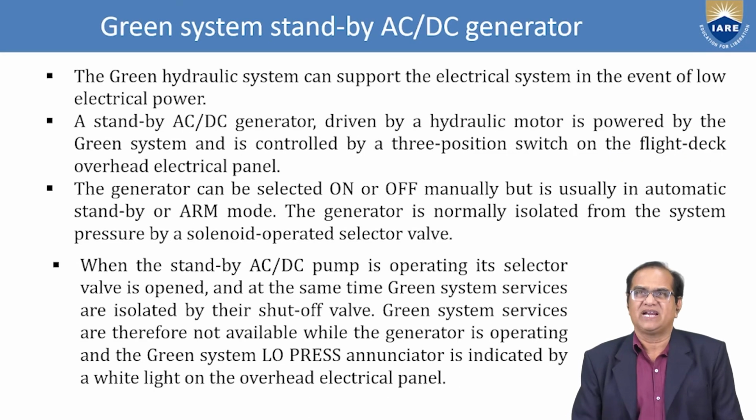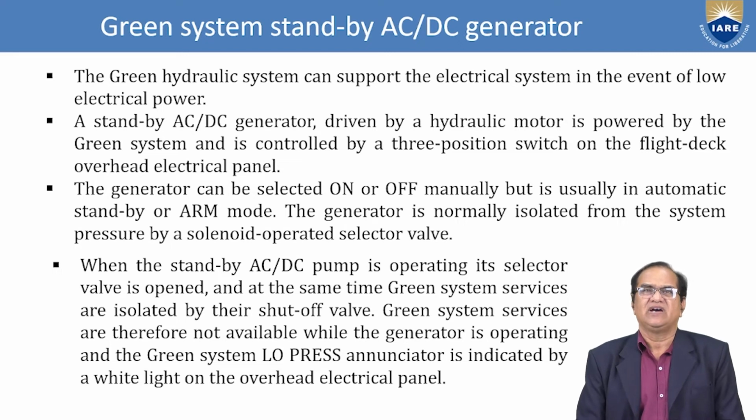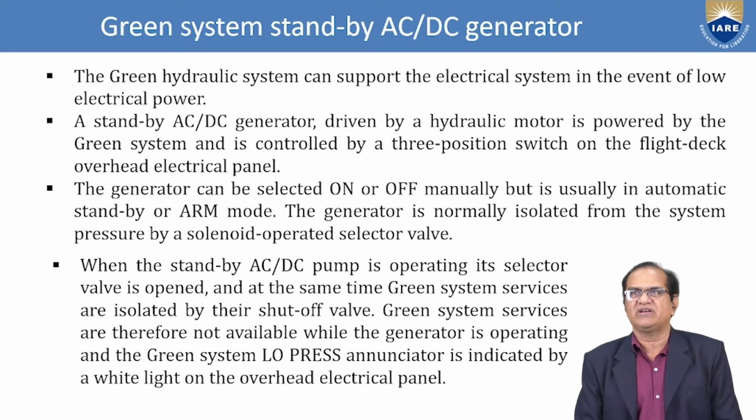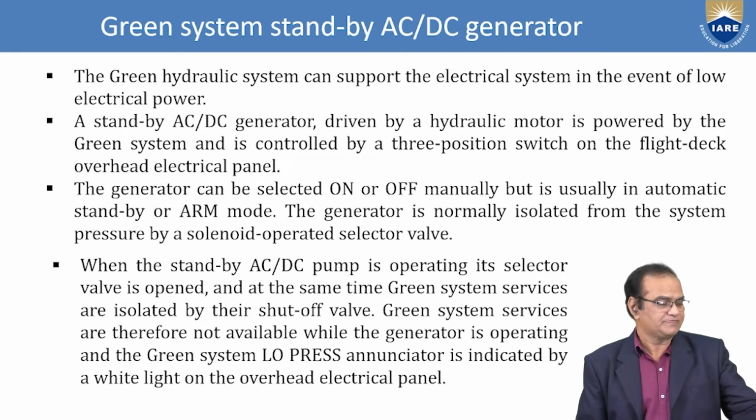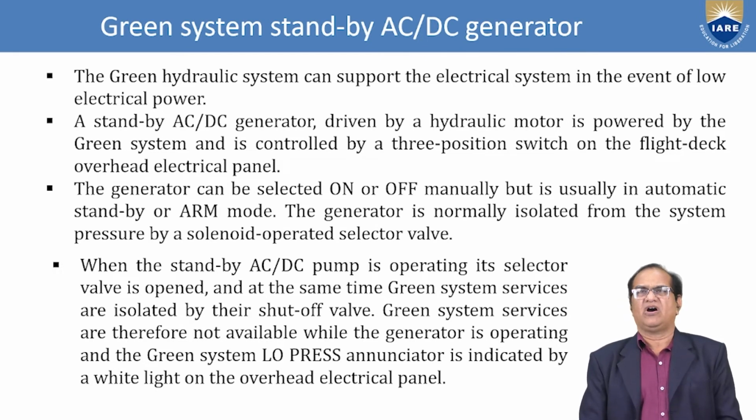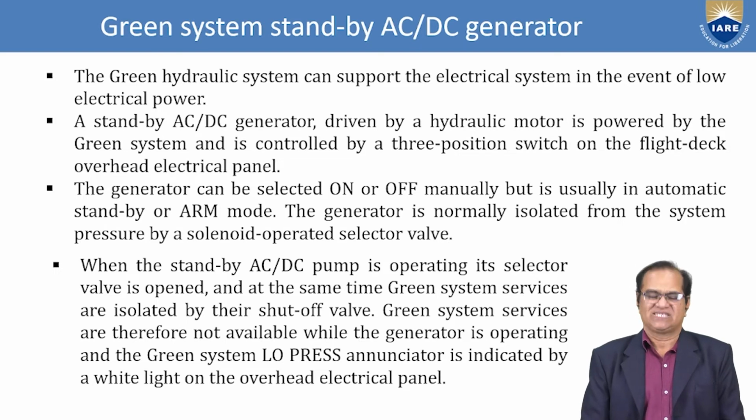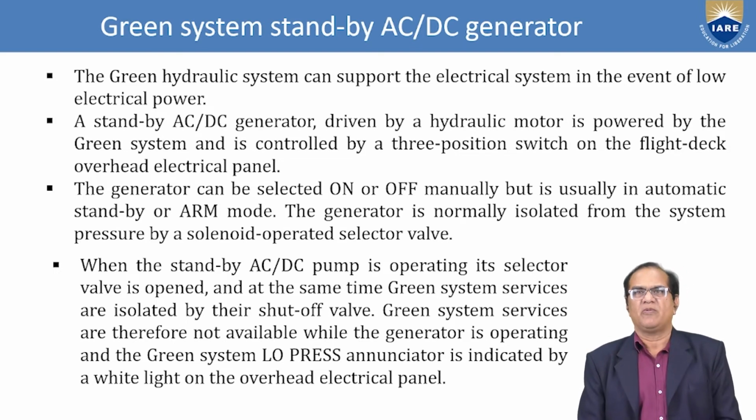Green system is standby AC and DC generator. The green hydraulic system can support the electrical system in the event of low electrical power. A standby AC/DC generator driven by a hydraulic motor is powered by the green system and is controlled by a 3-position switch on the flight deck overhead panel. The generator can be selected on or off manually, but is usually in automatic standby or arm mode. The generator is normally isolated from the system pressure by a solenoid operated selector valve.